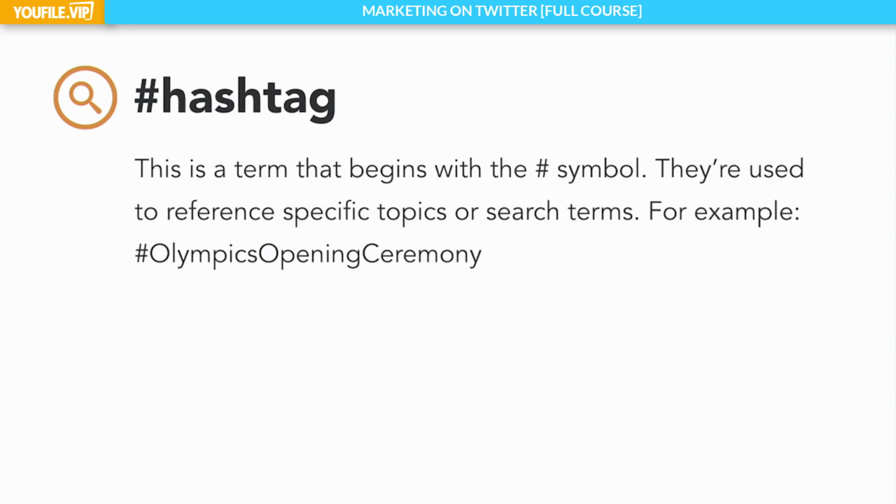A hashtag is any word beginning with the pound symbol. People use hashtags to reference a specific topic, and clicking on a hashtag takes you to a search result for that specific term. An example here is the hashtag Olympics opening ceremony. If I select that hashtag, I'll then see what everyone is saying about this Olympics opening ceremony, and I can see all that information by simply clicking on that hashtag.